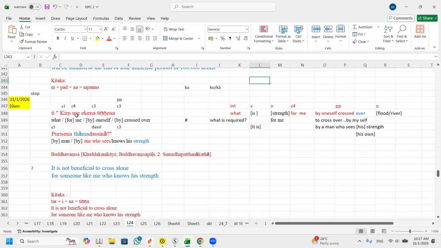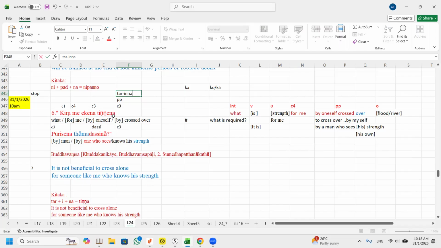And then what you can find here is me. What for me? Then you can see ekena tinena. Ekena is from eka. Then look at this word, which comes from tarati. Remember tarati, a PPP, you put ina, not ta, because this is NVR, so it becomes tarina. When you decline it, you will get this.